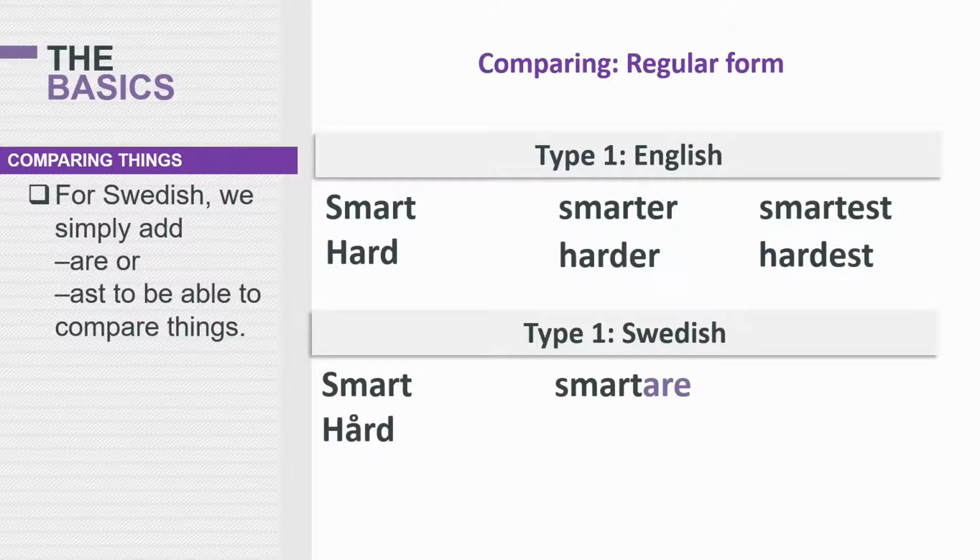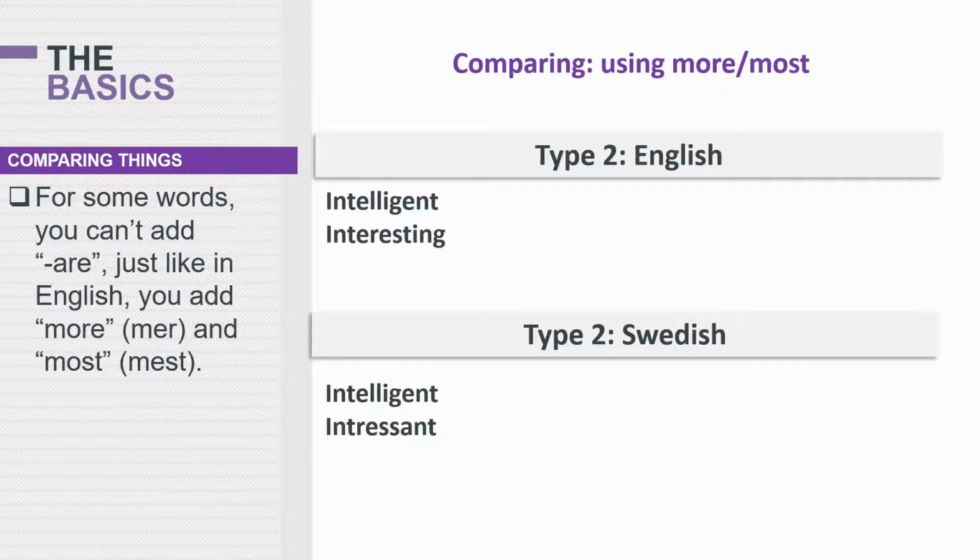How would you say harder in Swedish? If hard is hård, harder would be hårdare. And if you want to say smartest, you would say smartast. You add on ast, smartast. So how would you say hardest in Swedish? Hårdast. And then we have the second type, where you have more or most.